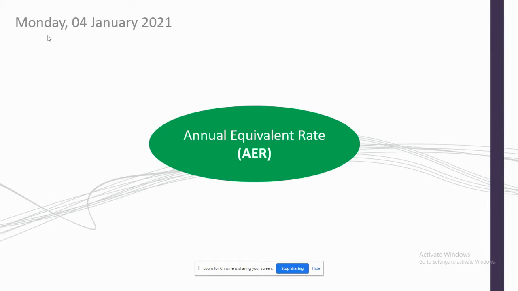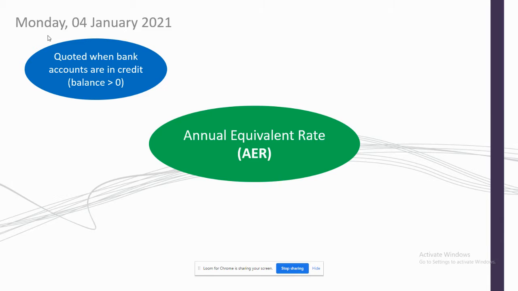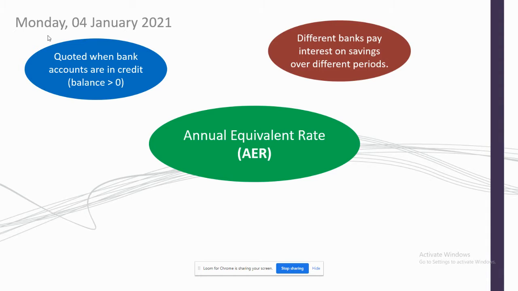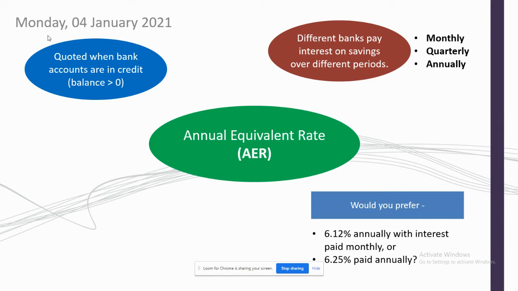Right, annual equivalent rate. This is quoted by your bank when your account is in credit. Okay, so you're saving money. Different banks pay interest on savings over different periods. Some may pay it monthly, some may pay interest quarterly, some may calculate interest annually. This makes it difficult to compare different bank accounts.